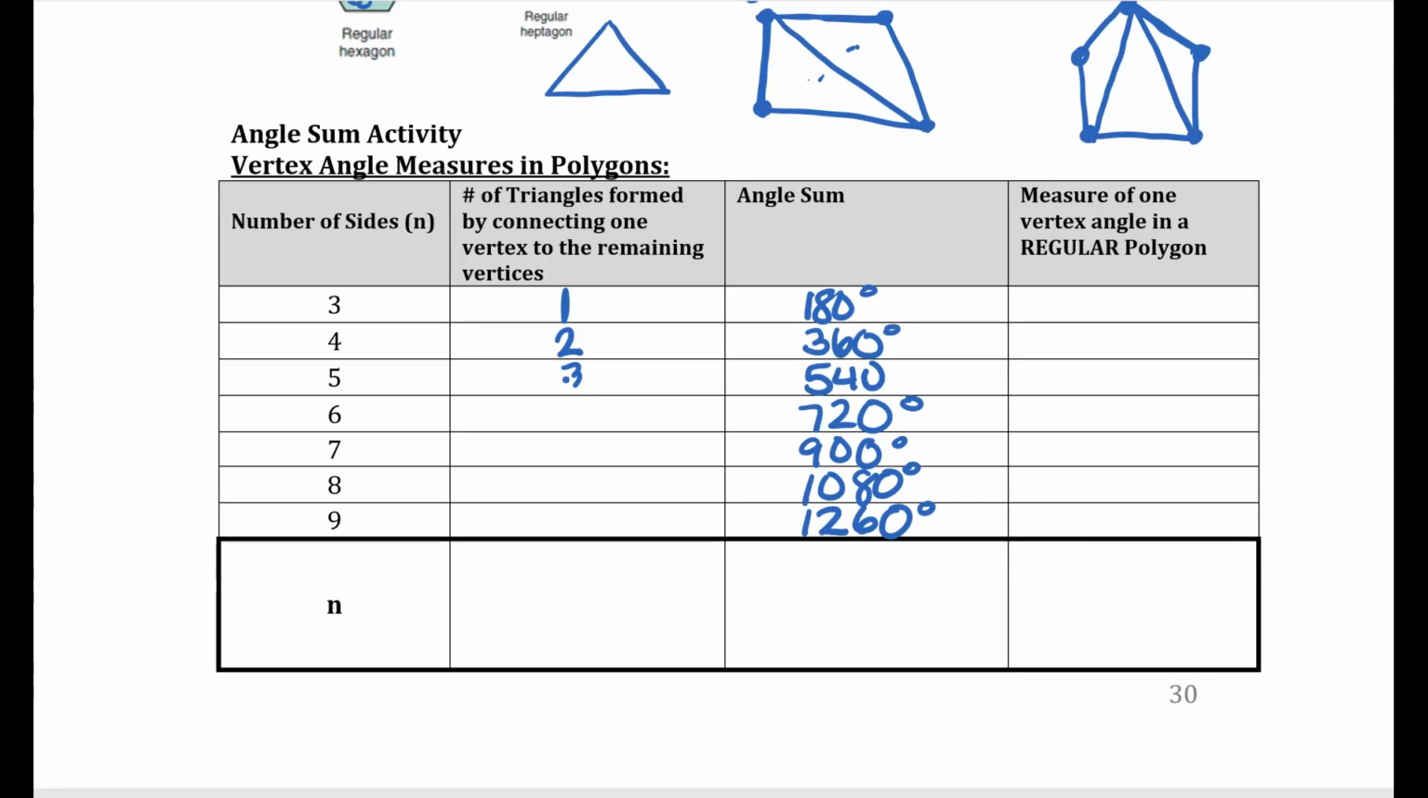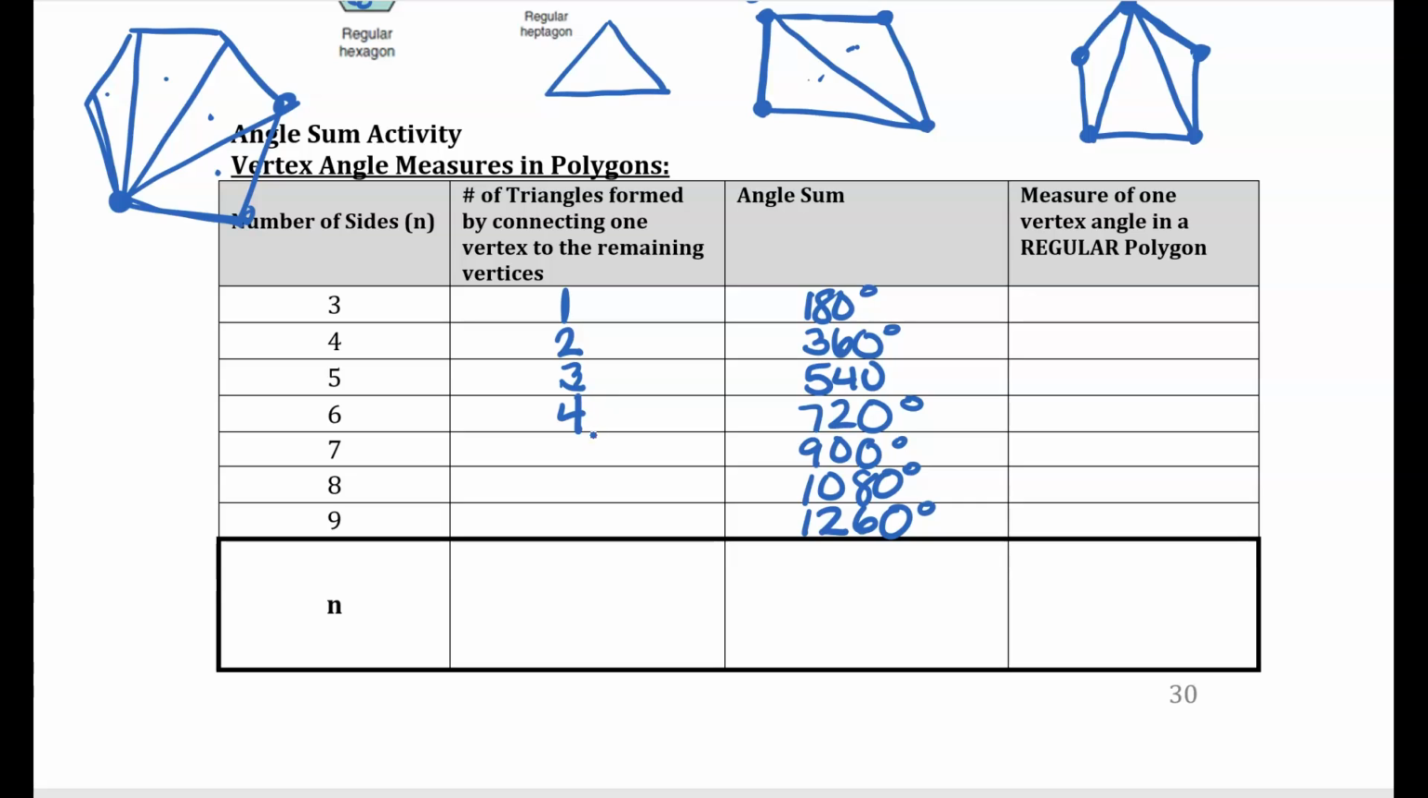Okay, let's do it again. Let's do it with a six-sided figure. 1, 2, 3, 4, 5, 6. We take a vertex and connect it with all of the other vertices. We end up getting 1, 2, 3, 4 triangles. Do you see a pattern?